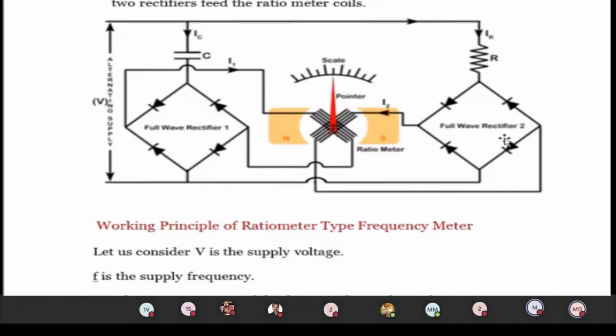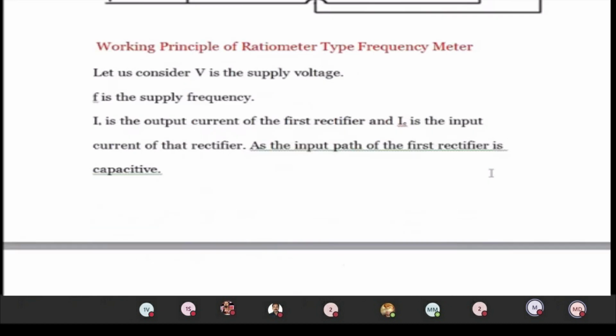Similarly, in full wave bridge rectifier 2, the resistor has been connected at the input side, so we take the input current as IR and the output current as I2. Again, we make the assumption that IR is equal to I2. That was given in the theory here.